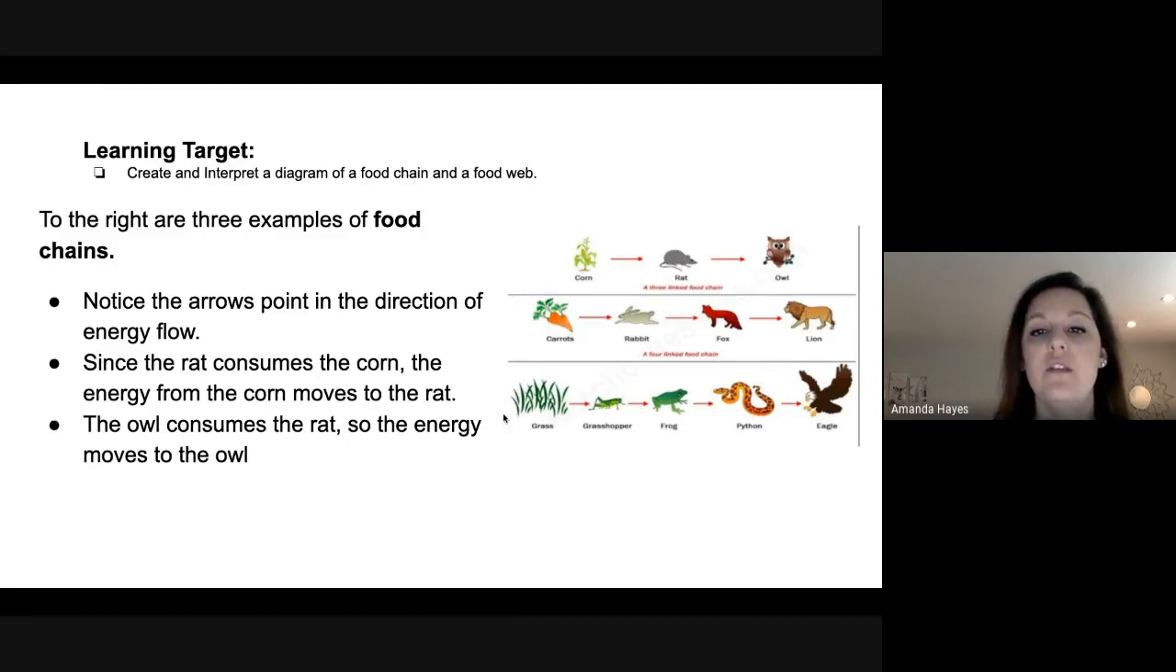The same is true for these lower 2 food chains as well. We have different organisms, of course, but we still see the transfer of the energy and the arrows pointing in the correct direction. So here we have carrots that contain energy. The energy from the carrots is passed on to the rabbit when the rabbit consumes the carrots. The energy from the rabbit is passed on to the fox when the fox consumes the rabbit. And then the energy in the fox is passed on to the lion when the lion consumes the fox. Okay, so again, we're just looking at the direction of the arrows, and that will demonstrate the direction of the energy flow in that particular food chain.